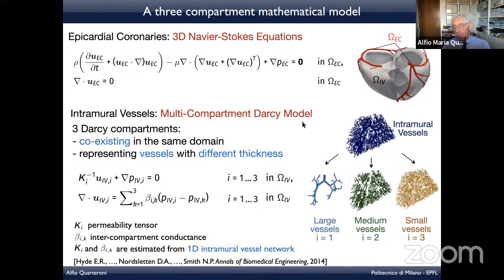We use a Darcy model because we are simulating this flow dynamics similar to the one that you have in porous media, but we use a multi-compartment because you want to distinguish between vessels of different size. And we use at every point 3 different compartments. So they're not separated spatially, they're coexisting at every single point, but they are expressed by different permeability and porosity coefficients that we have to reconstruct by parameter identification.